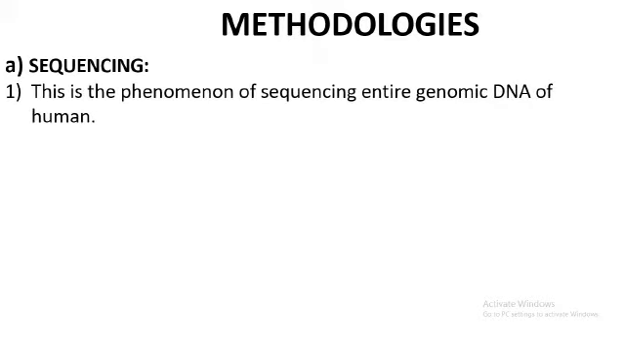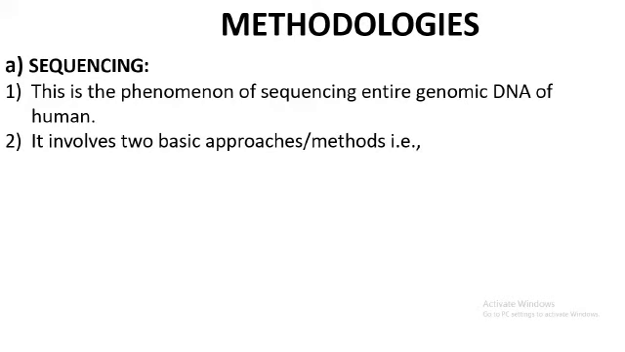To start with, let me come to sequencing. What is sequencing? It is the process of sequencing the entire genomic DNA of humans. As you will study in molecular basis of inheritance, DNA is made up of nitrogenous bases. There are four bases: adenine, guanine, thymine, and cytosine. These four bases are arranged in different patterns to make DNA. In sequencing, we study this arrangement of bases in DNA. This is what we call sequencing.